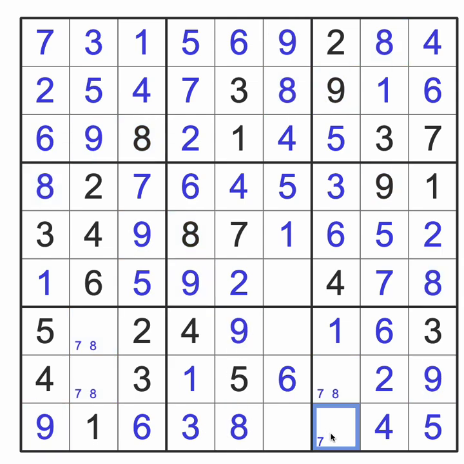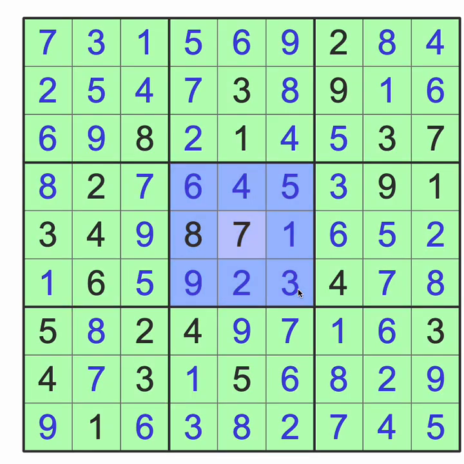8 has given me 7, 8, 7, and 8. This one is 7, and this is 2. The last number is 3.